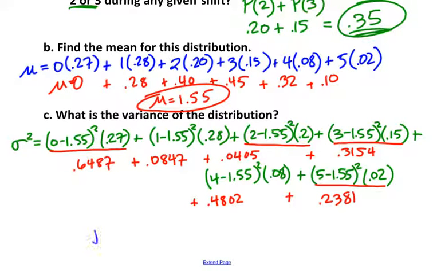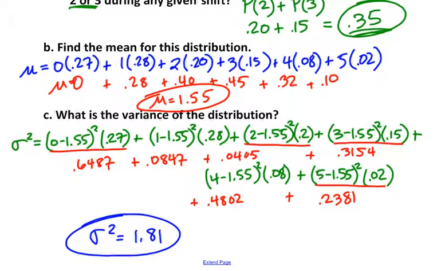And that works out to be 1.8, basically, somewhere around there. So we'll have a variance of 1.8 for this problem. Now, 1.81, I believe, if you do 2 decimal places. If I was going to find the standard deviation, which it didn't ask for, but if it did, I would just take the square root of this value, and that would be my standard deviation for the problem.